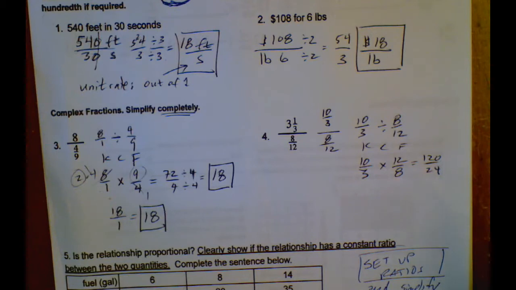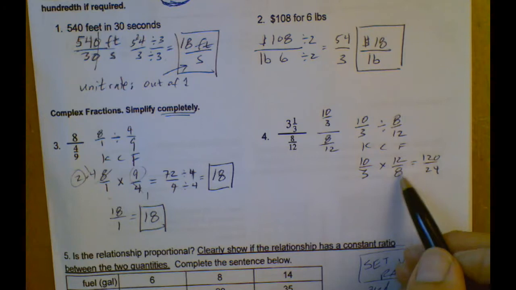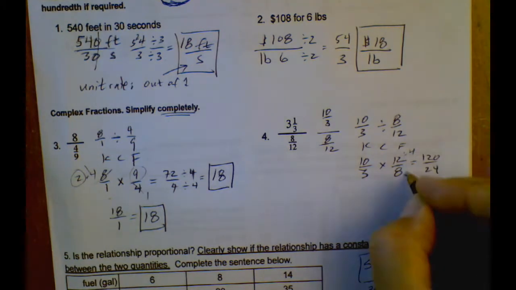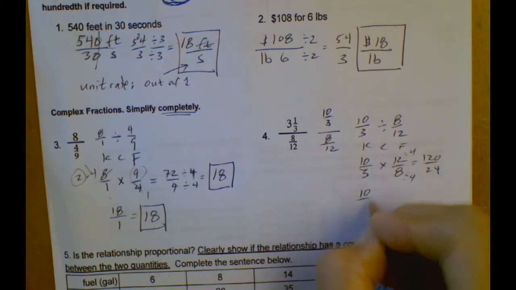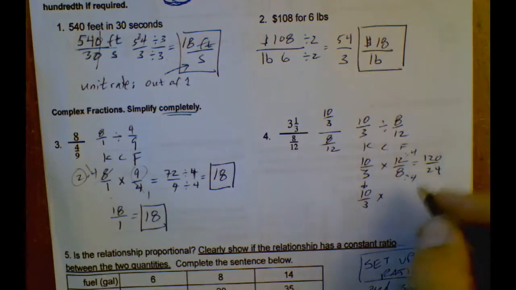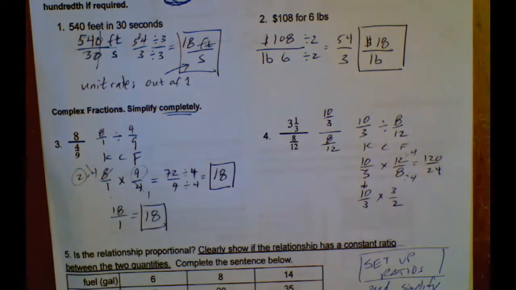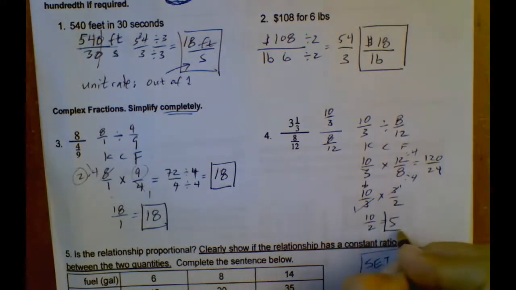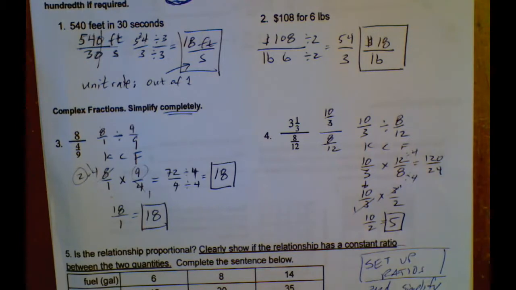I'm going to use the rule of can I reduce before I compute. Because 12 over 8, if I divide top and bottom by 4, now my problem becomes 10 over 3, that comes down, times, now I've reduced this into 3 over 2. Now that's a lot friendlier looking, isn't it? Because look, the 3's cancel out. That means that becomes a 1 and that becomes a 1. I'm left with 10 over 2, which is 5. So once again, reducing before computing makes things easier.